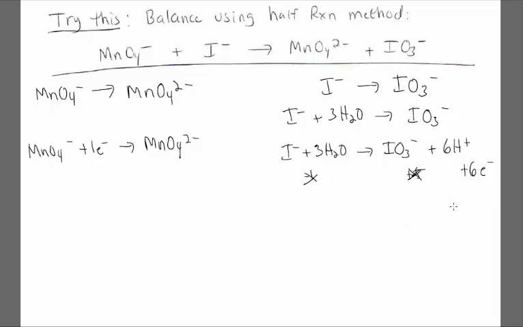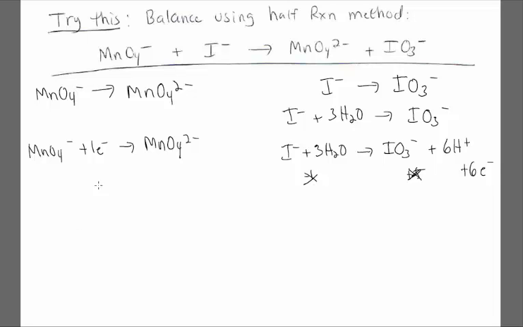Alright, so we have 6 electrons on the product side here. When you do these types of balancing, you'll always have the electrons added to one side of one of them and the other side of the other. And this is where you can easily see which one's oxidizing and which one's reducing. Because if this is gaining an electron, it is reducing. And if it is losing electrons, it is oxidizing.